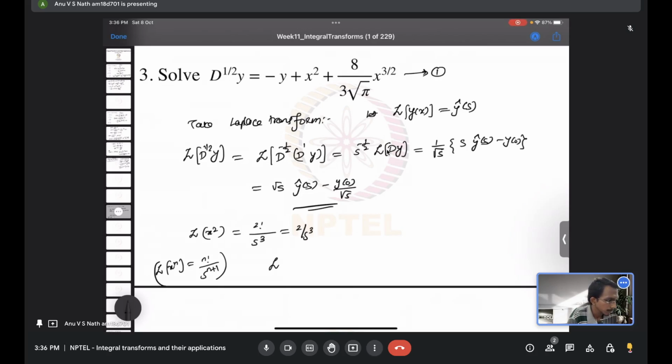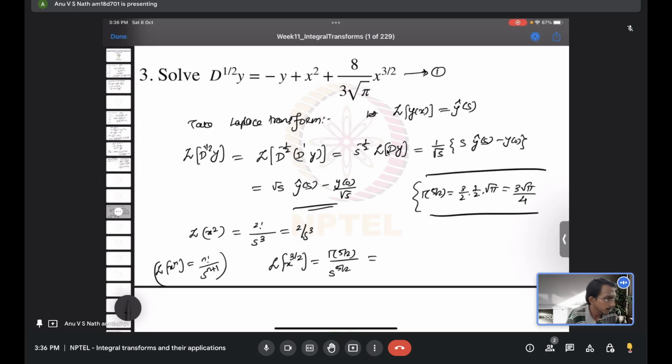Then the Laplace transform of x raised to 3 by 2. This is gamma of 3 by 2 plus 1, which is 5 by 2, divided by s raised to 5 by 2. Gamma of 5 by 2 we can write as 3 by 2 times gamma of 3 by 2, which is 1 by 2 times gamma of 1 by 2, which is root pi. So that is 3 root pi by 4. We'll use that here: 3 root pi over 4 times 1 by s raised to 5 by 2.